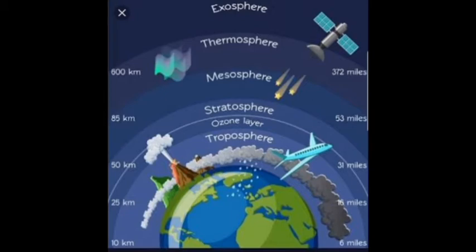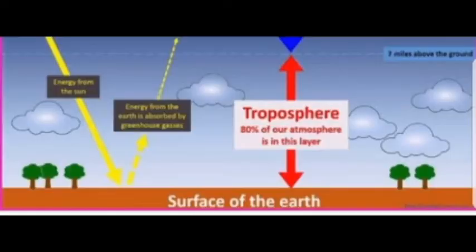There is another reason why the troposphere is thick near the equator, children, because you know that the earth is not a complete sphere. It is elliptical in shape. So the radius from the center of the earth to the poles is less when compared to the radius towards the equator. So the gravitational pull of the earth towards the equator is less when compared to the gravitational pull towards the poles. 80% of the atmosphere is found in this layer, that is the troposphere.